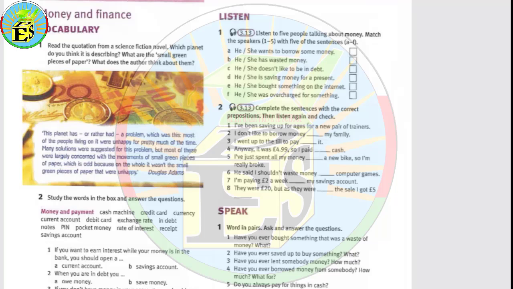Exercise 2. Complete the sentences with the correct prepositions, then listen again and check. Actually, we have here 8 sentences. I want you to read them and complete them with the suitable prepositions. Okay, go ahead, all the best.